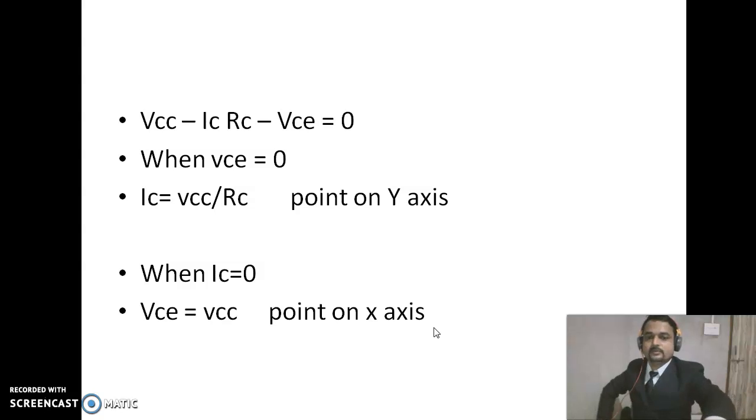So we have seen how we get point A and point B: point A on the y-axis, point B on the x-axis. After putting VCE equal to 0 and IC equal to 0 in the equation, and connecting point A and point B, we get the DC load line.